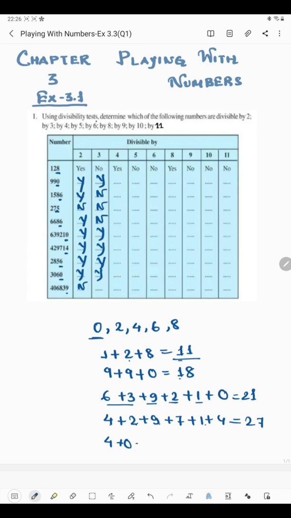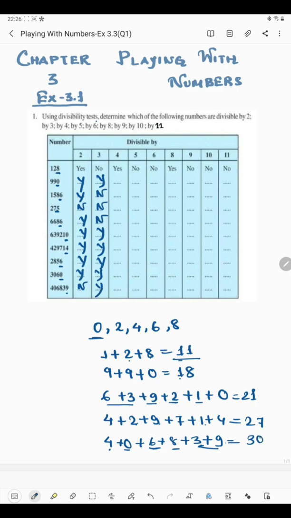this all, then we will have 4 plus 0 plus 6 plus 8 plus 3 plus 9. So if you add this, we'll get 9 plus 3 is 12, 12 plus 8 is 20, then 26, 26 plus 0 is 26, 26 plus 4 is 30, which comes in 3's table, so we will write yes.